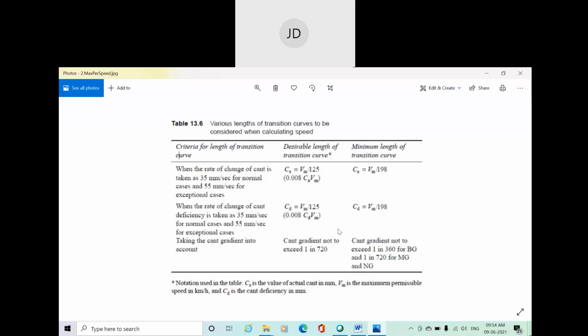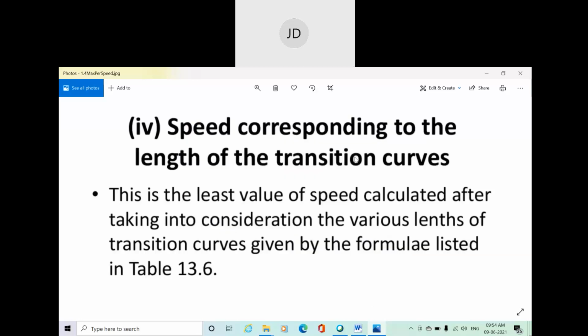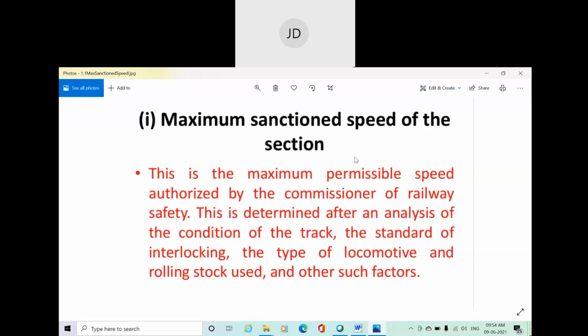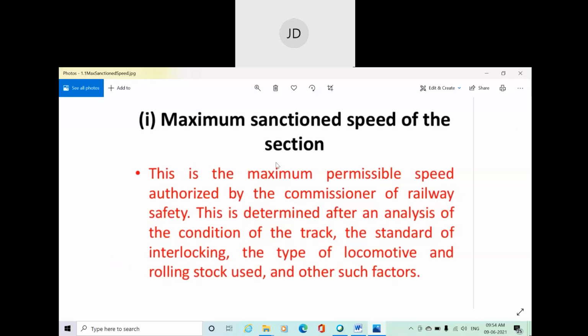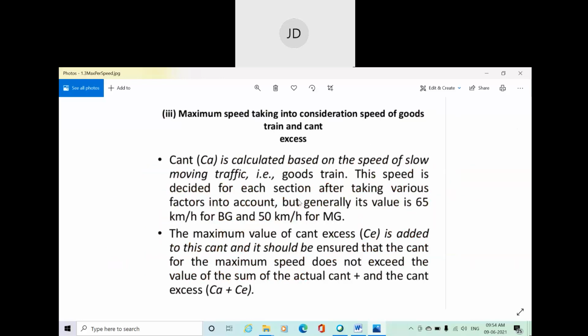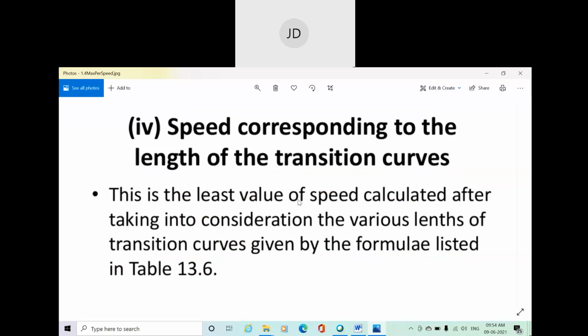So this is all about your maximum permissible speed. Maximum permissible speed on a particular section of a railway track on a curve is decided based on these four criteria: first, second, third, and fourth. So I'll give you one explanation with a numerical. From the numerical, it will become easy to understand.